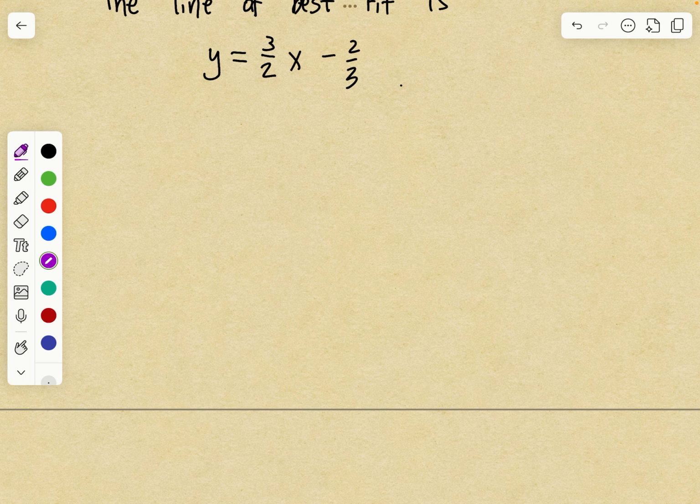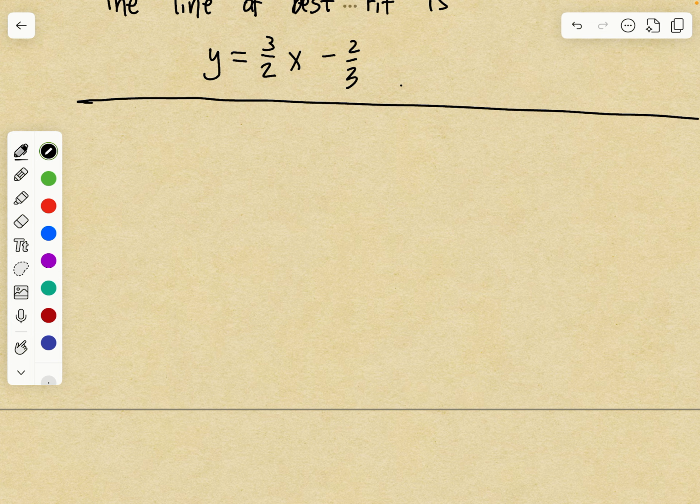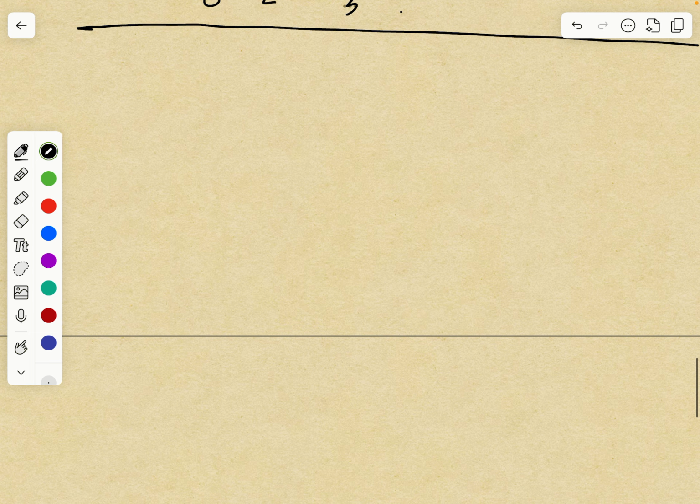Okay, so that was the line of best fit. I also want to do an example of the plane of best fit. We're done with this example. Let's go on to the next example, the plane of best fit. And it's the same general concept, except now we have data points with 3 coordinates.